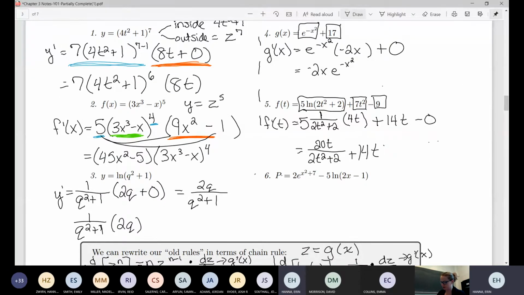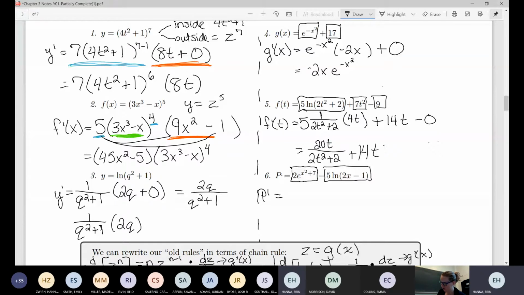All right, so let's look at this last one in the chain rule section. Let me get back to the regular chat. There we go. So again, we have a difference of things. So we essentially have 2 different pieces that we need to take the derivative of. Each one is going to be a chain rule in this case.